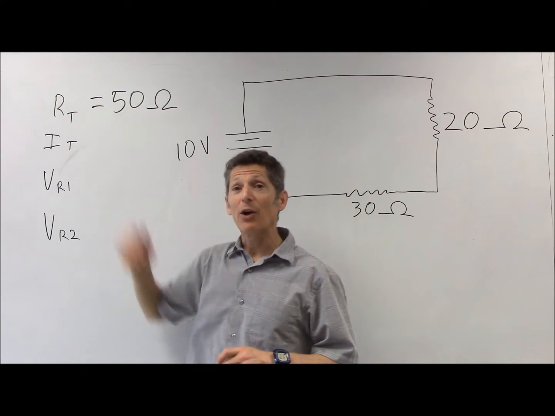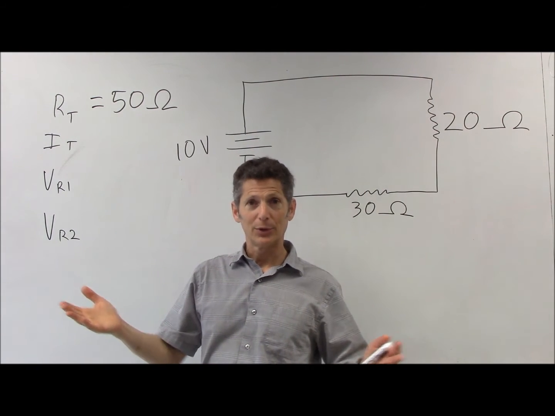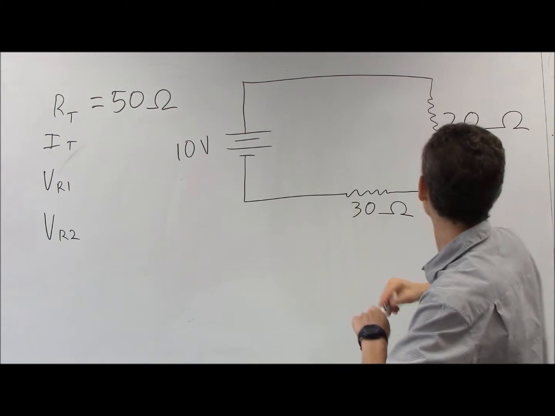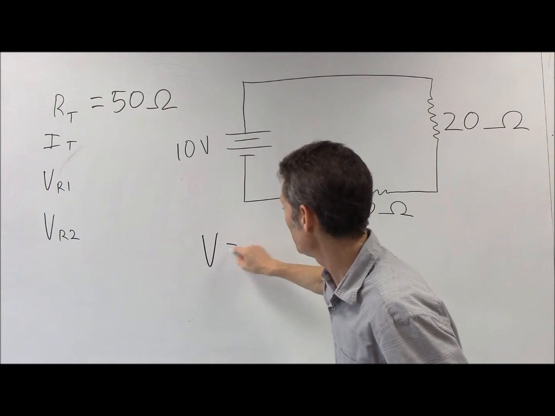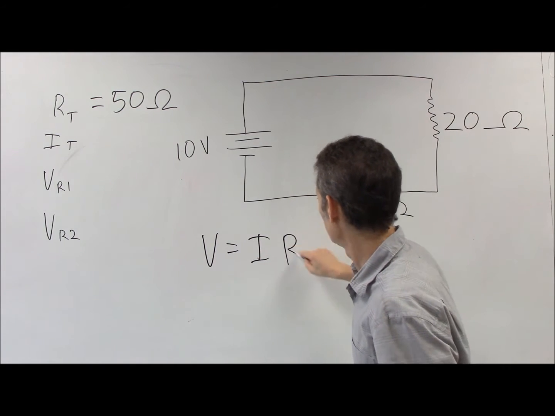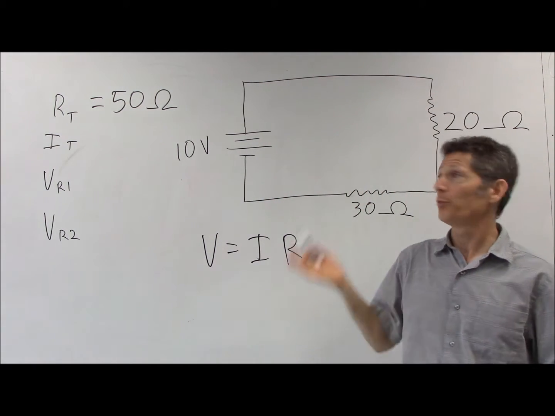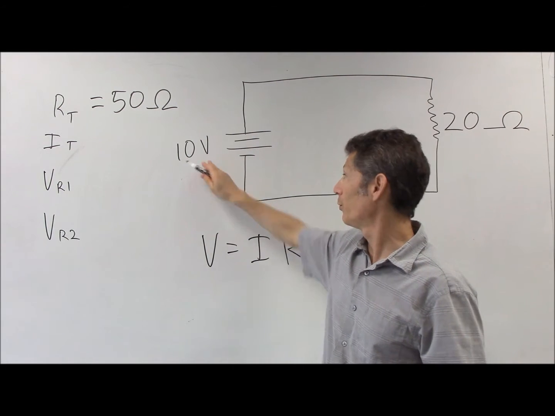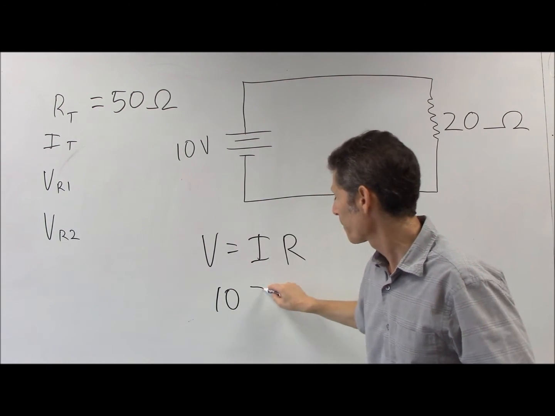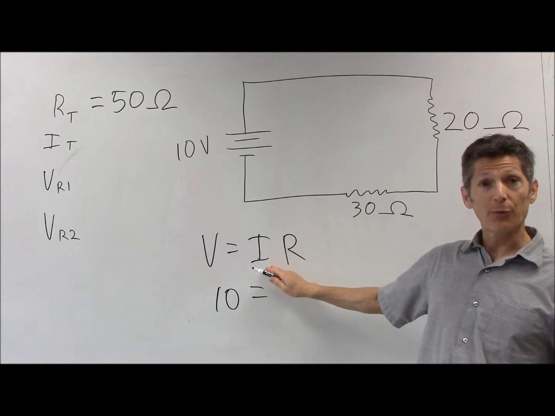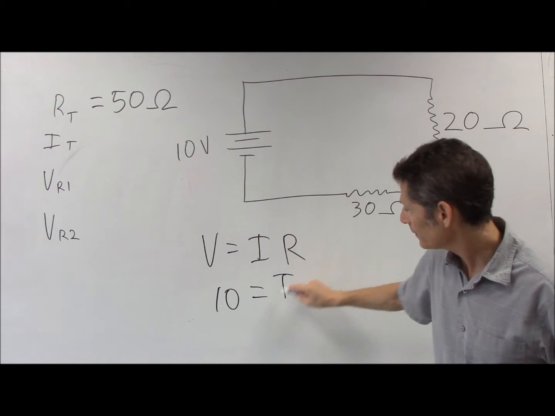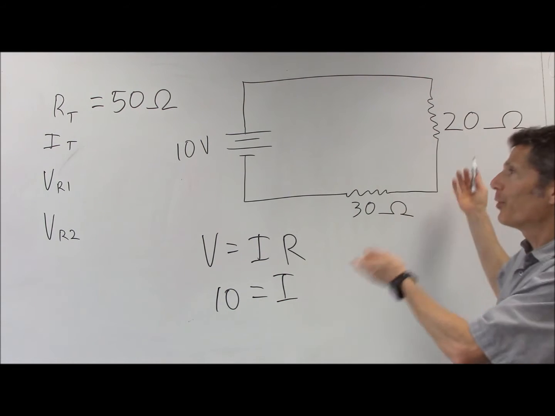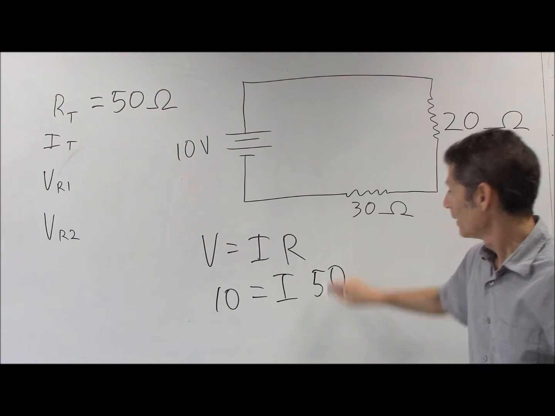I'm going to calculate the total current. You only know one equation, right? The only equation you know is Ohm's law. V equals IR. Voltage equals current times resistance. I have two of the things that I need. I have the total voltage. It's a 10-volt battery. I'm looking for current. And I have the total resistance. I just calculated it. You just add up the resistors.